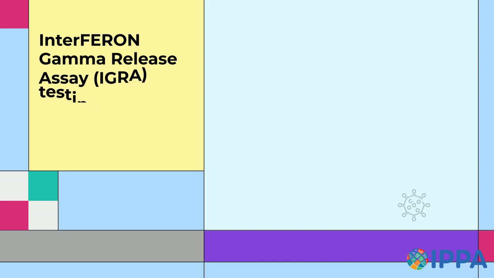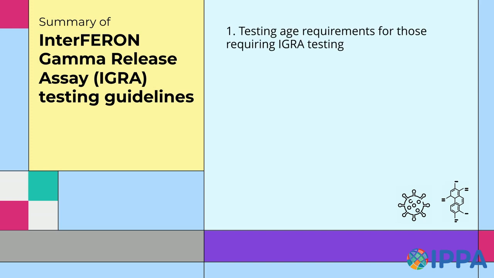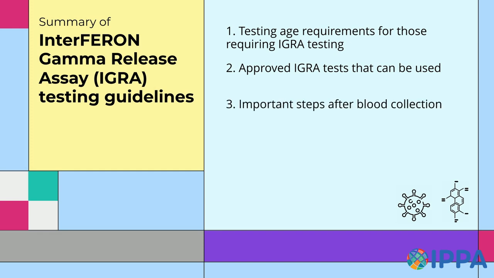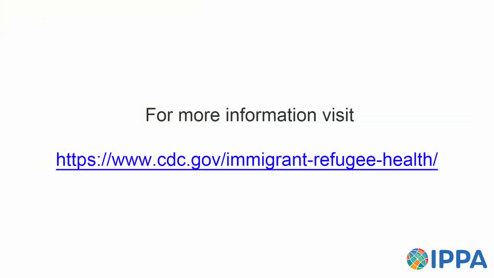In summary, you should now be familiar with the following interferon gamma release assay, IGRA, testing guidelines. 1. Testing age requirements for those requiring IGRA testing. 2. Approved IGRA tests that can be used. 3. Important steps after blood collection. 4. Reacting to an indeterminate result. 5. Turnaround times.